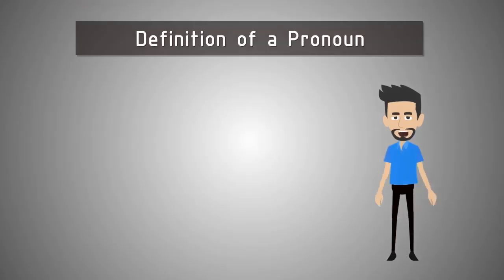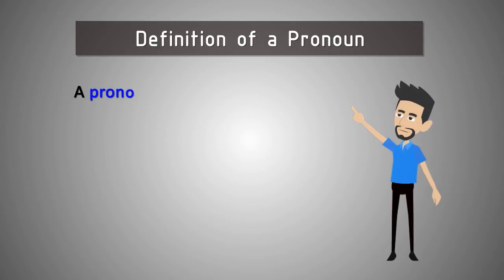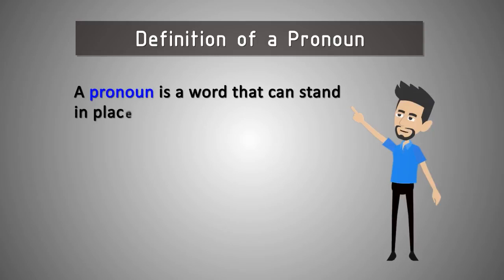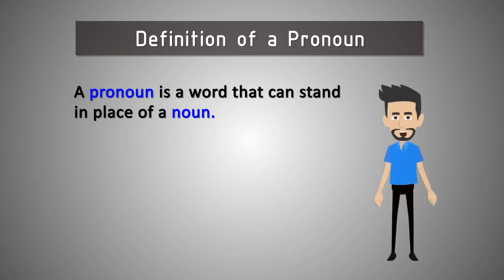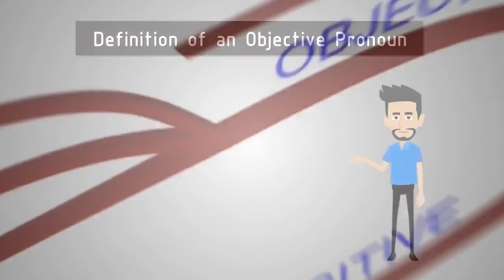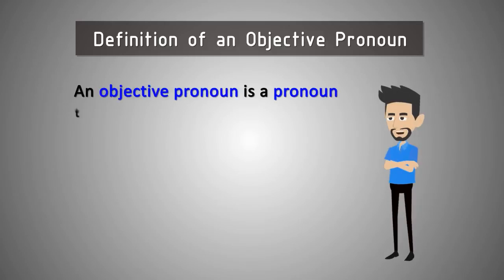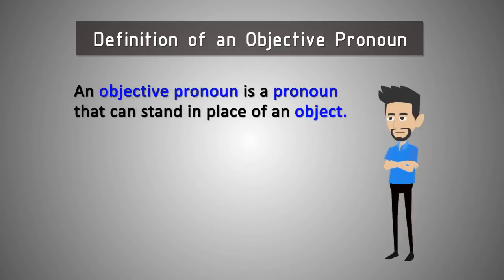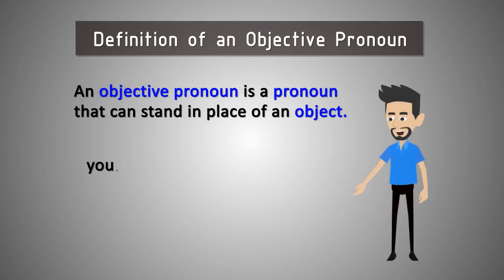You remember what a pronoun is, don't you? A pronoun is a word that can stand in place of a noun. Now there are two kinds of pronouns, nominative pronouns and objective pronouns. An objective pronoun is a pronoun that can stand in place of an object. You, him, her, it, them, me, and us are all examples of objective pronouns.